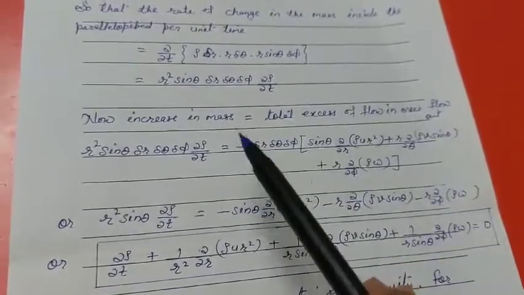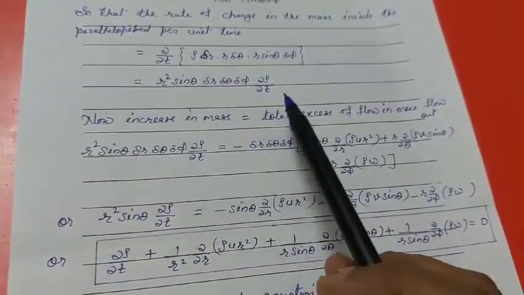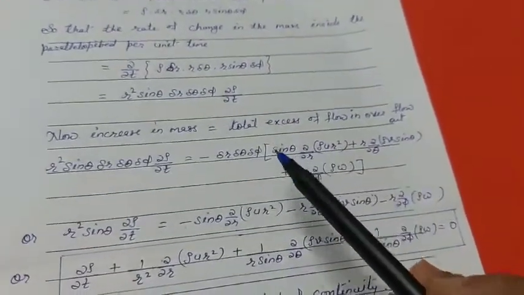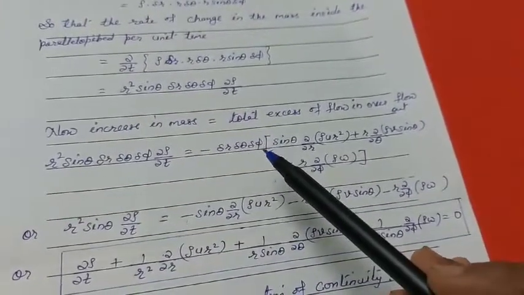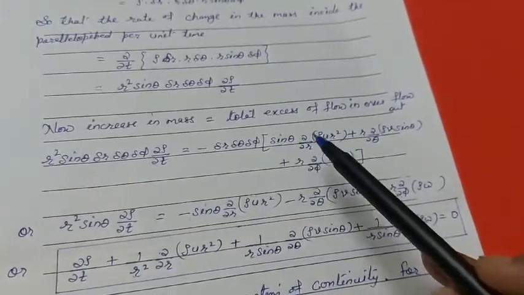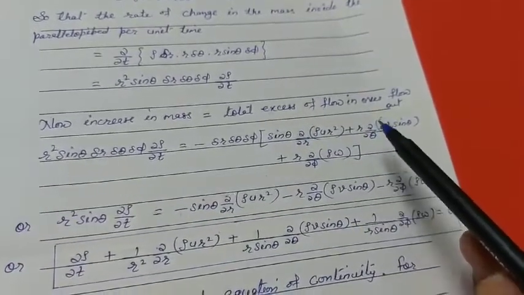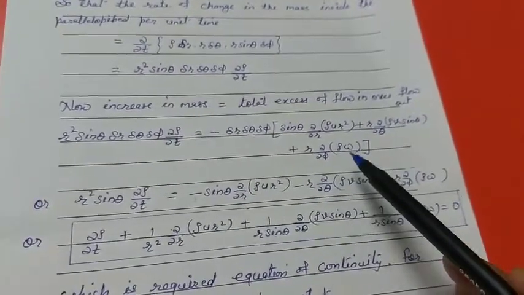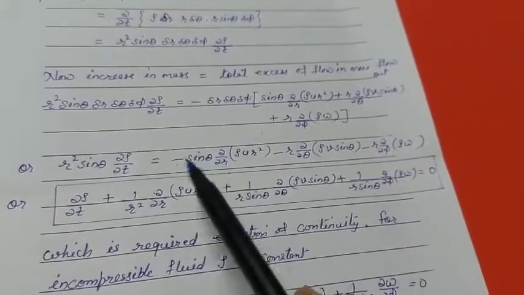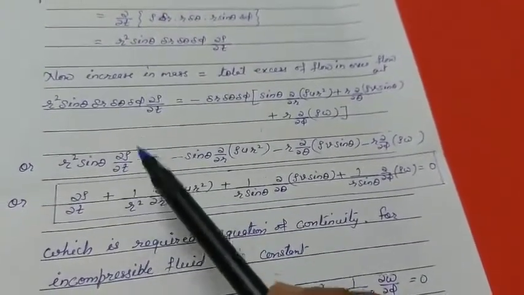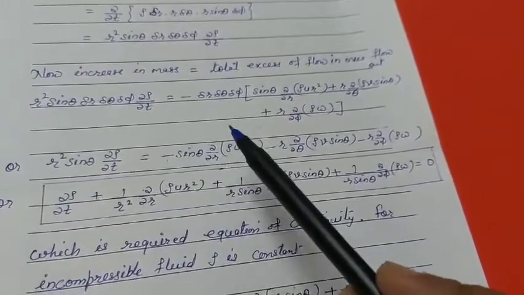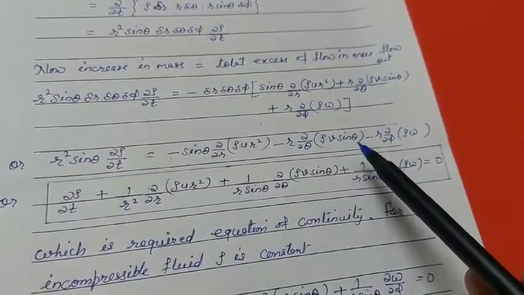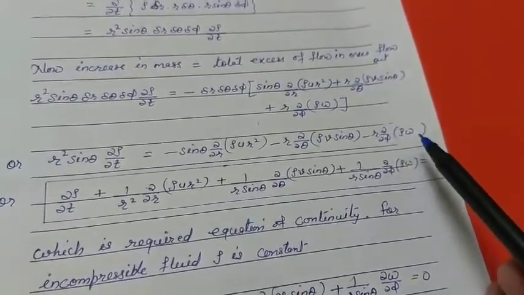So substituting these values, the increase in mass is r square sin theta delta r delta theta delta phi into del rho by del t, and the total excess of flow by equation 4 is minus delta r delta theta delta phi sin theta del by del r of rho u r square plus r del by del theta of rho v sin theta plus r del by del phi of rho w. This expression can be written as r square sin theta del rho by del t is equal to minus sin theta del by del r of rho u r square minus r del by del theta of rho v sin theta minus r del by del phi of rho w.